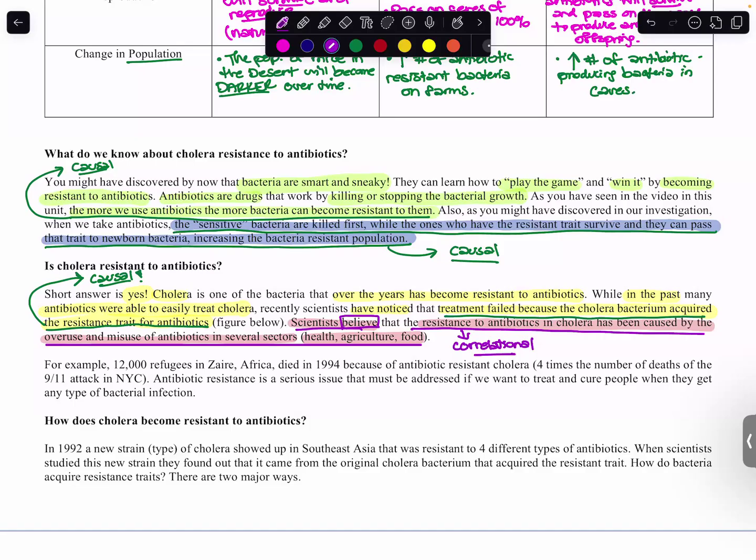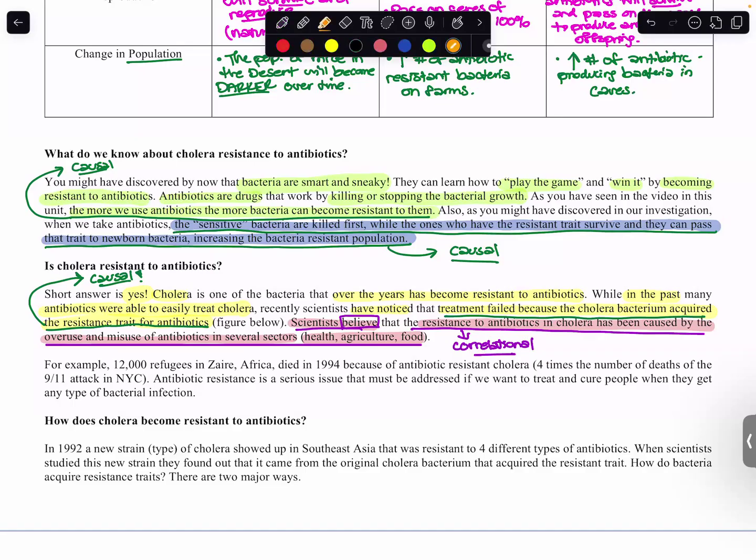jargon. All right. And that's essentially telling us that they believe that it may have been caused by the overuse and misuse. So even though it says that it may have been caused by, it still says may have been. There may be so many other factors that are influencing why bacteria are being resistant to it, besides the overuse or the misuse of antibiotics in several sectors.